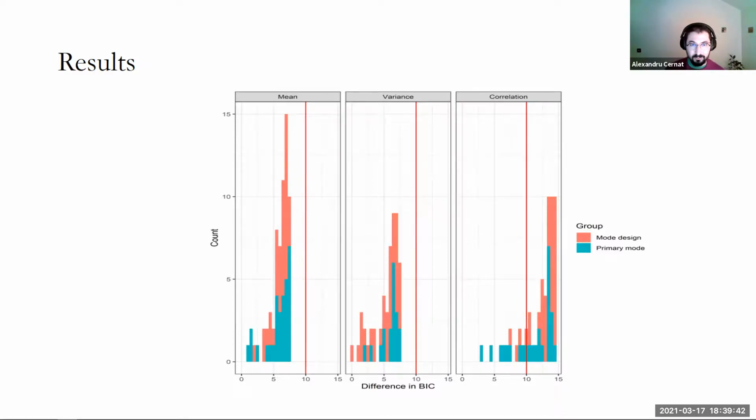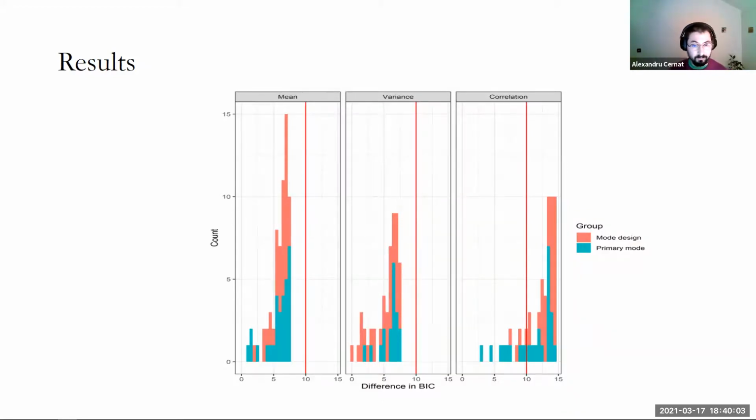So the first thing we restrict is the mean of change, that's on the left side, then the variance of change, the middle, and then the correlation between intercept and slope. And I use the cutoff point of 10 for the BIC. So if it's below that, it means we're fine. So it means that the estimate of change is the same between the two groups. If it's above 10, then it's problematic.